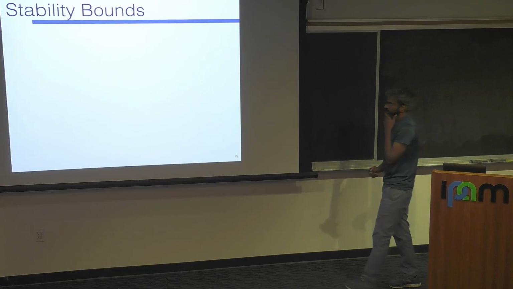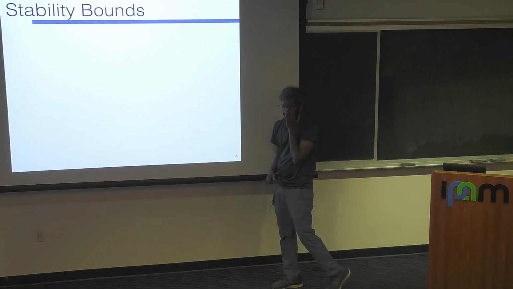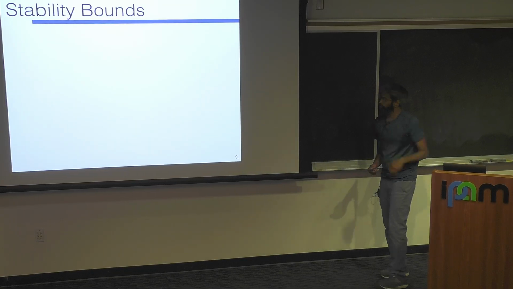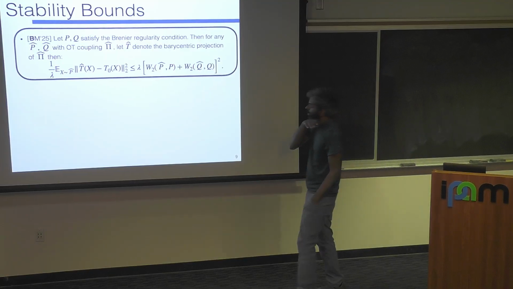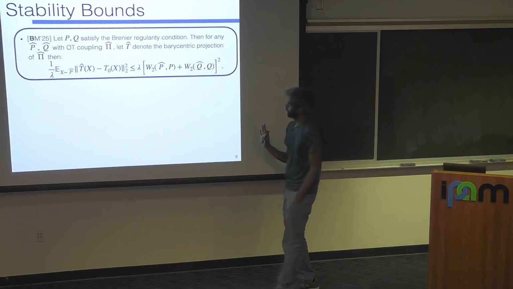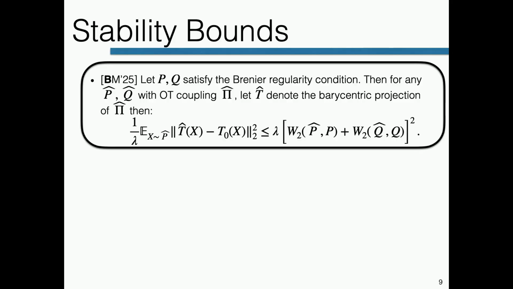Okay. So now let me tell you one of the main results. This comes from a recent paper of Tudor and mine. So here's the statement. The two distributions P and Q satisfy this Brenier regularity condition. This is the thing that I told you about before. That is, they are linked by the gradient of a smooth and strongly convex function. So that is the only assumption being made.